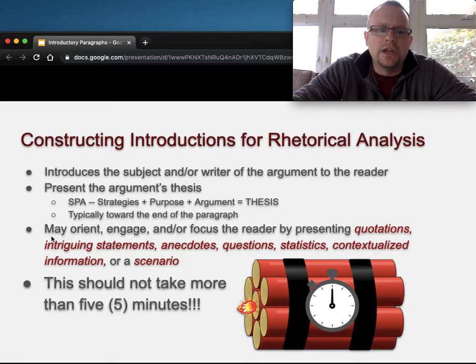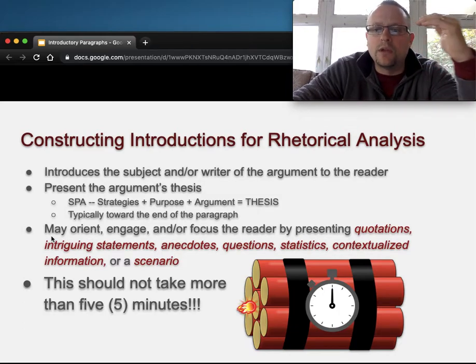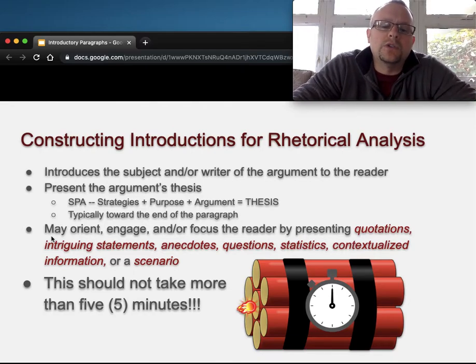So there could be quotations, some kind of intriguing statement that might be offering some insight that wasn't otherwise there. There could be a personal anecdote that could be going along with the content of the passage, or even not a personal anecdote, but maybe some kind of your own allusion. Questions, and not that you want to start the essay off with a question, but certainly could be looking at questions that are being investigated based on what's happening with the rhetorical analysis. And then there's statistics, contextualized information, or scenario.